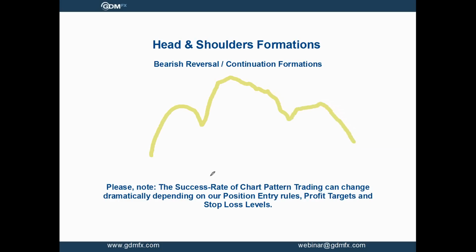There we go. So we would have our neckline down here. We would have our two shoulders here, and the higher peak in the middle would basically be what we're going to call our head. This is how a head and shoulders formation chart pattern would look. And of course the reversed head and shoulders is basically the same thing upside down.